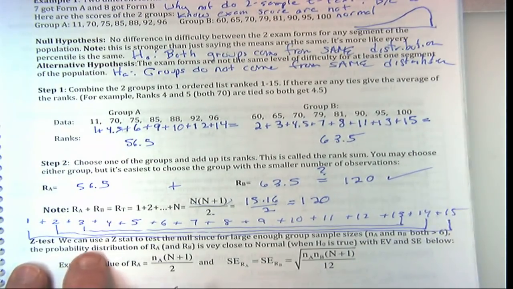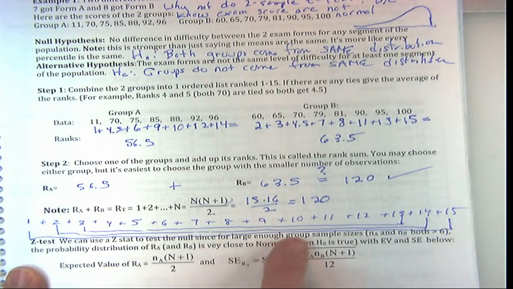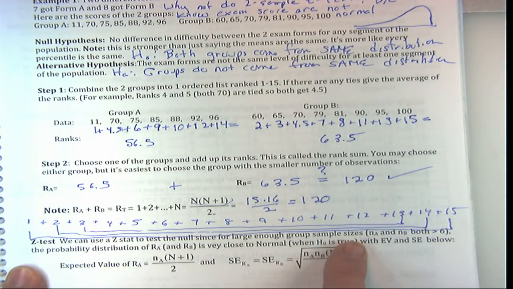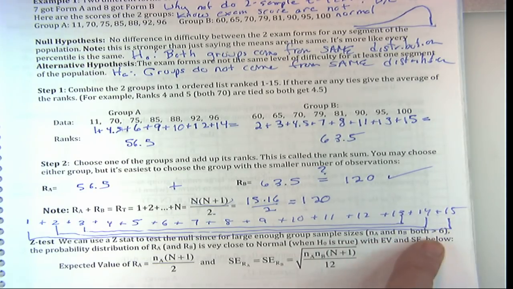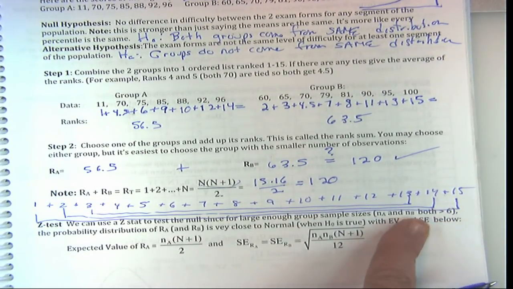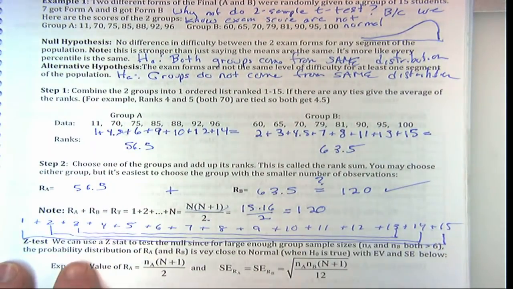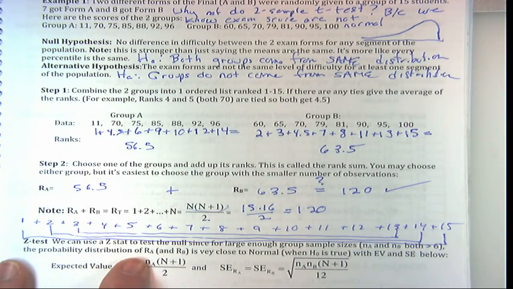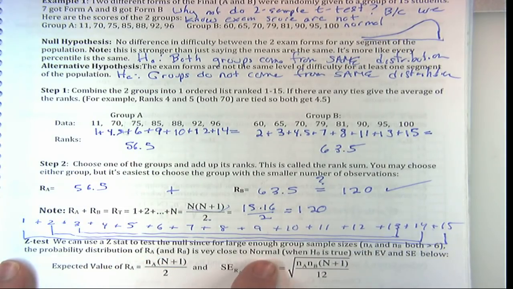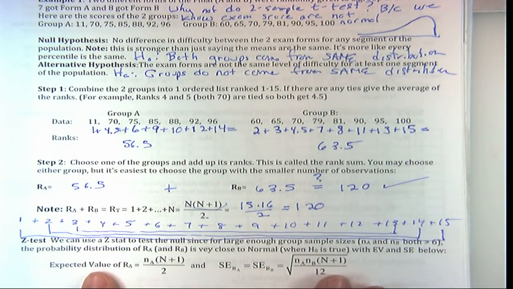So we can use a z-stat. Why are we using a z-stat? For large enough group sample sizes, people draw the cutoff at different places, but we're going to just say greater than 6. And in A and B, they don't have to be the same. Here we have 7 and 8. The probability distribution of the rank sum is very close to normal when the null is true. And so these with expected value and the standard error below.